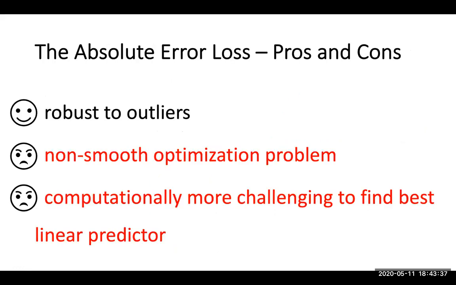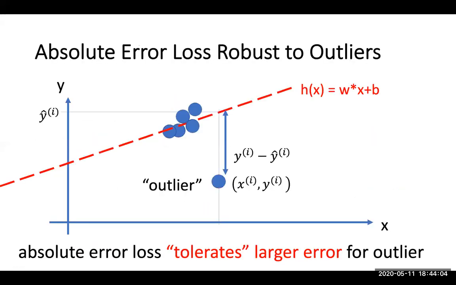This is also represented by a Python object, but this Python object is more general. So I will first discuss a generalization which contains the squared error loss and the absolute error loss as special cases. The absolute error loss is not the solution to everything, because it's a non-smooth optimization problem and it's more difficult. So it takes more computation to find the minimum of the predictor which has the minimum absolute error loss.